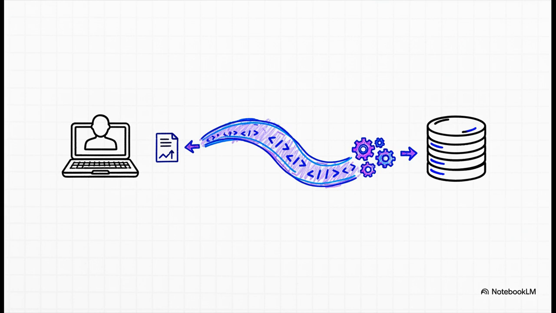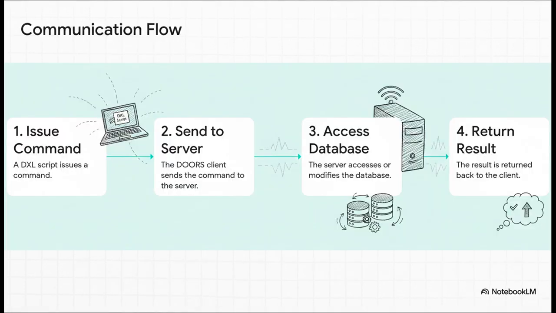So remember that question from the very beginning? How does a door talk to a database? Well, here's your answer. DXL. That is the language it speaks. It's how you truly communicate. Whether you're doing something simple like generating a report or something super complex like a script that checks thousands of connections, it's all DXL. And this is how that conversation actually works, step by step.